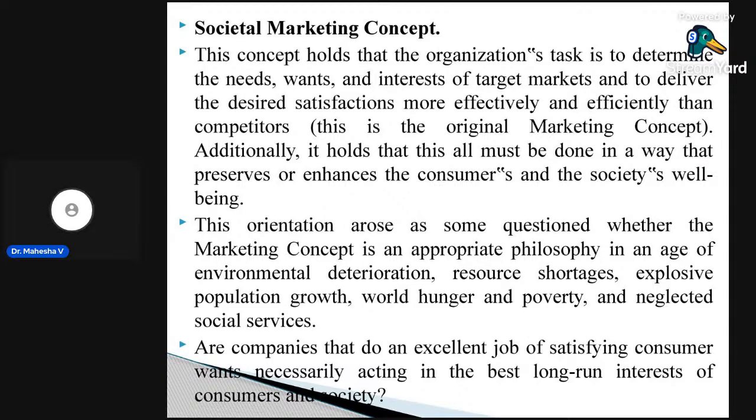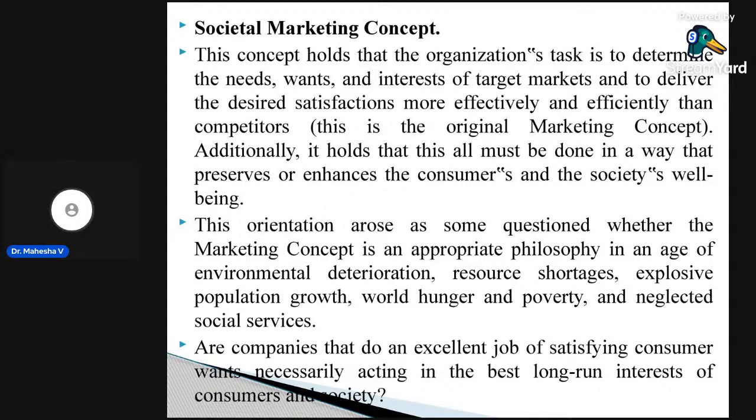What I'm going to tell you here is how best we can determine the needs, wants, and interests of the targeted market, and deliver the desired satisfaction more effectively and efficiently. But you can undertake all this activity while keeping in mind how best you can preserve or enhance the society's and customers' well-being.